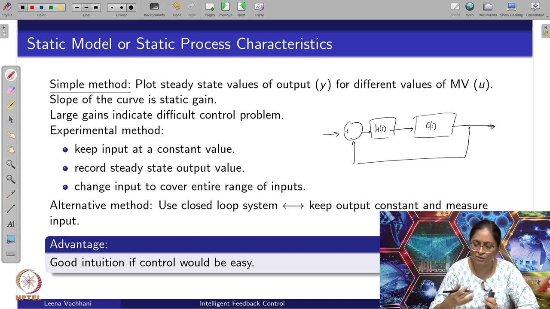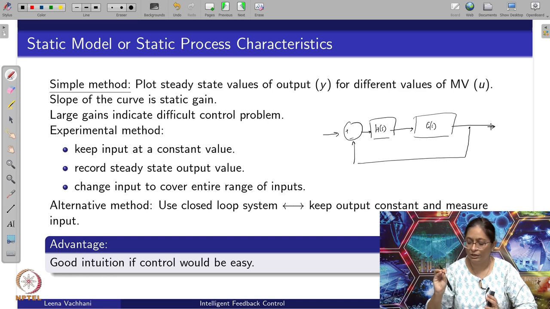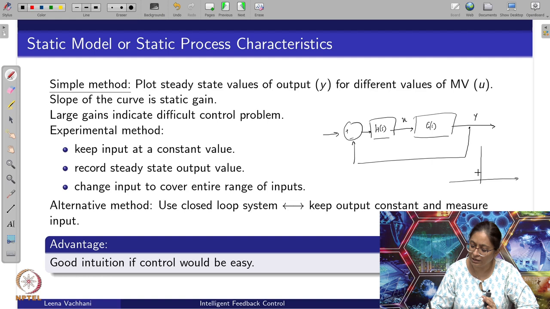Instead of the previous method, which was the open loop method, where you were changing the input and getting the output, here we will get the output value y when this comes to a constant. And that's when you will collect the value of the output y and this particular input u. So, you got this one value of output y, you collected the value of input u.